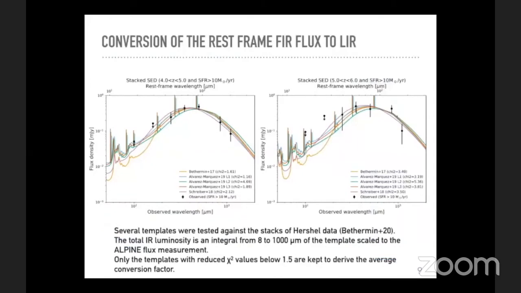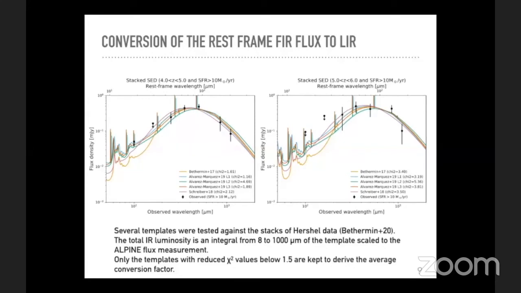The main caveat here is that using just one point in the rest frame far infrared, we need to get the total infrared luminosity. And for that, it's necessary to use some spectral energy distribution templates. And there are several of them available in the literature, and the results will depend on the template. To choose the templates, I used the stacks of Herschel data available in Matthew Bethermin's paper, and I only chose templates which have the reduced chi-square values below 1.5.